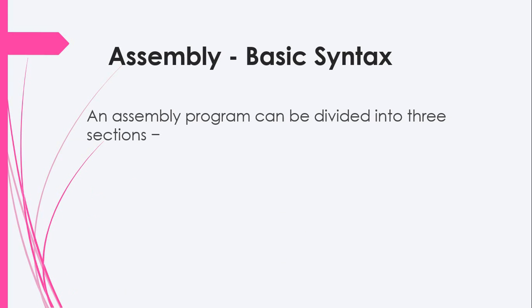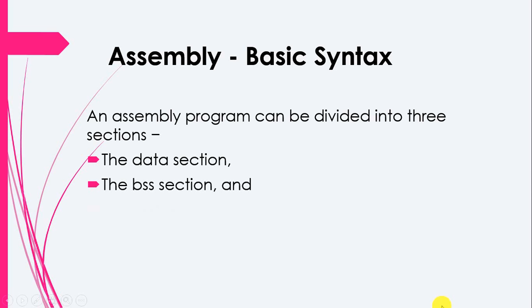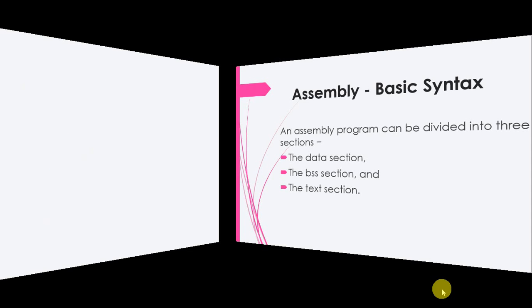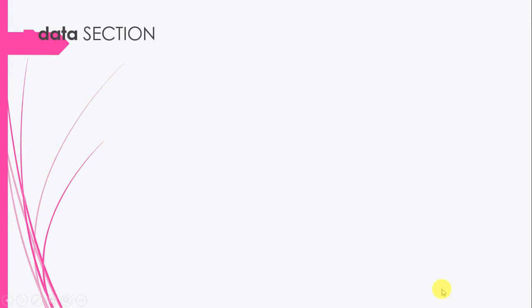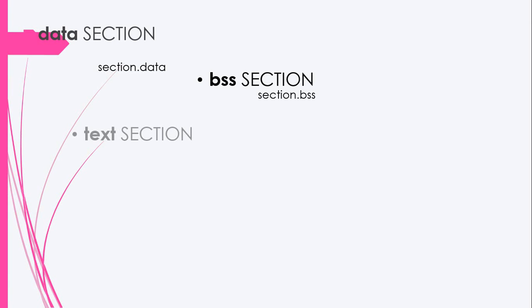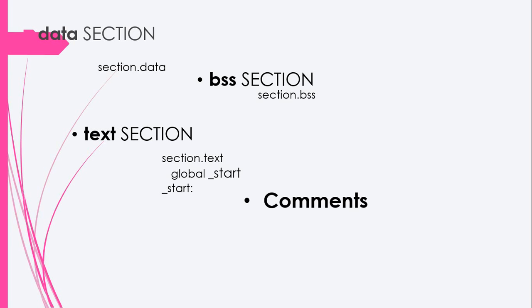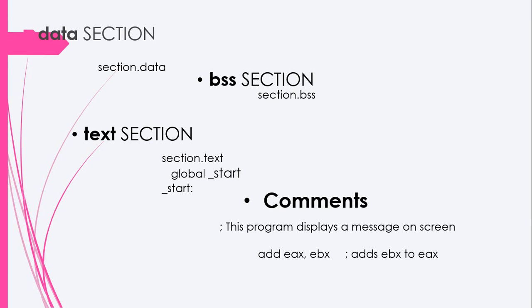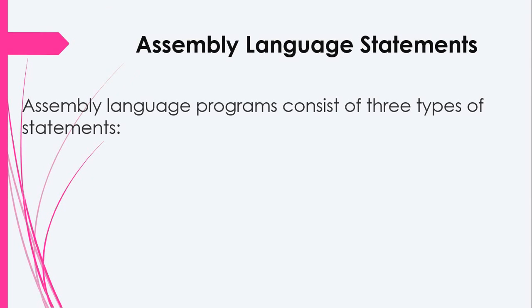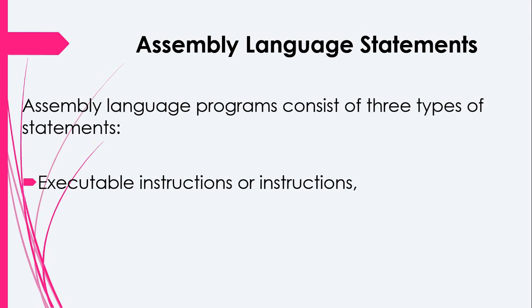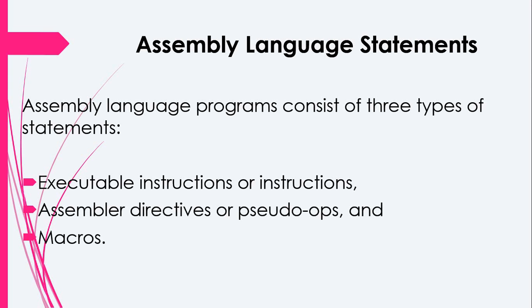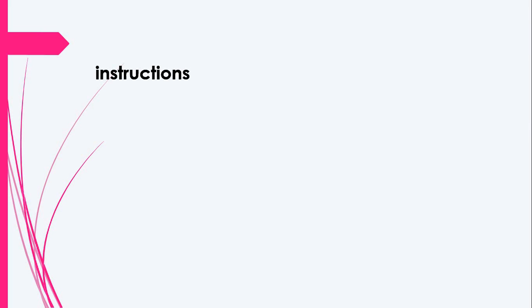Assembly basic syntax. An assembly program can be divided into 3 sections: the data section, the BSS section, and the text section. Assembly language programs consist of 3 types of statements: executable instructions or instructions, assembler directives or pseudo-ops, and macros. The executable instructions are simply instructions that tell the processor what to do.